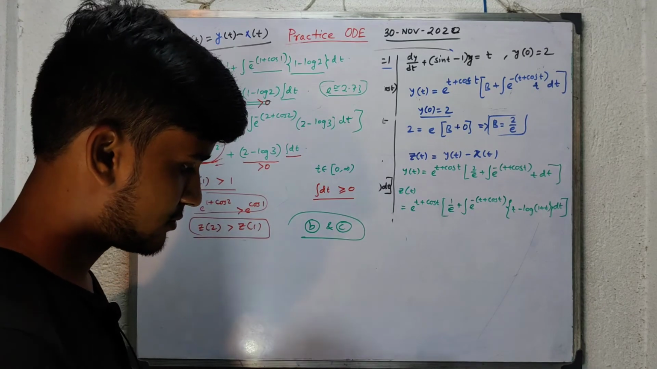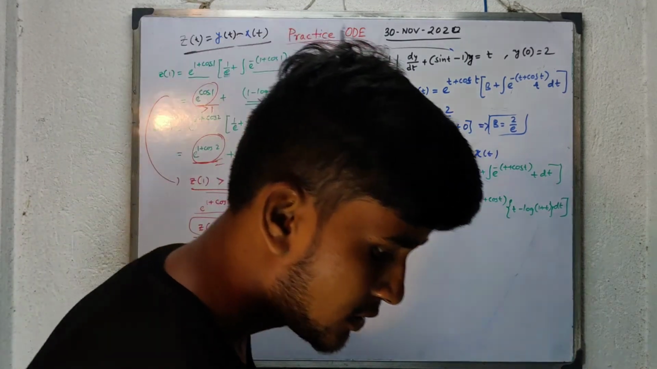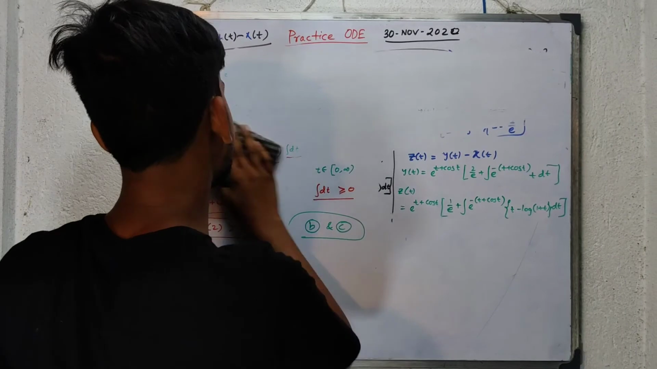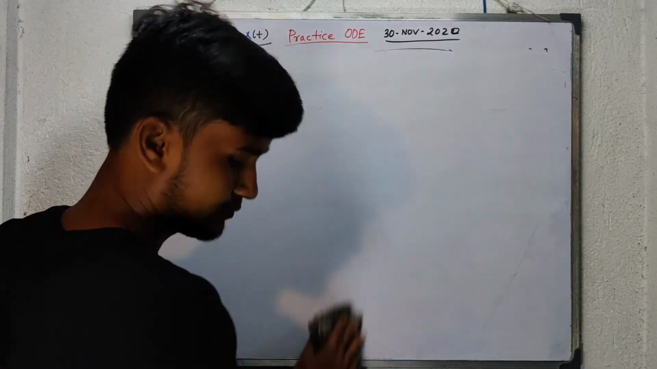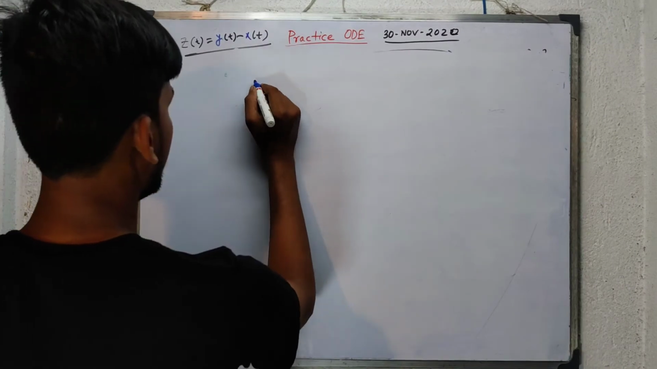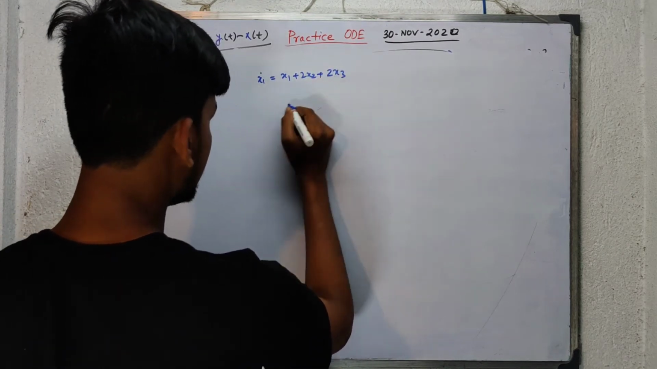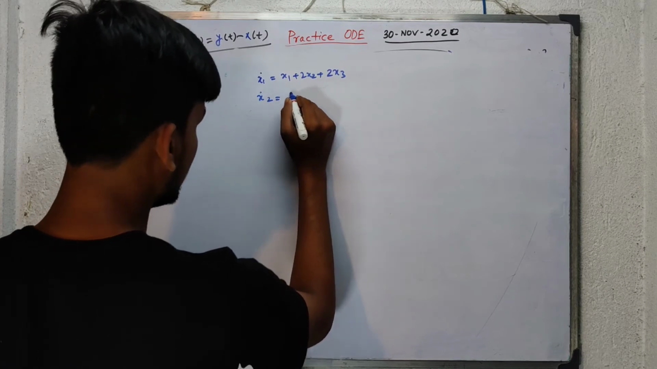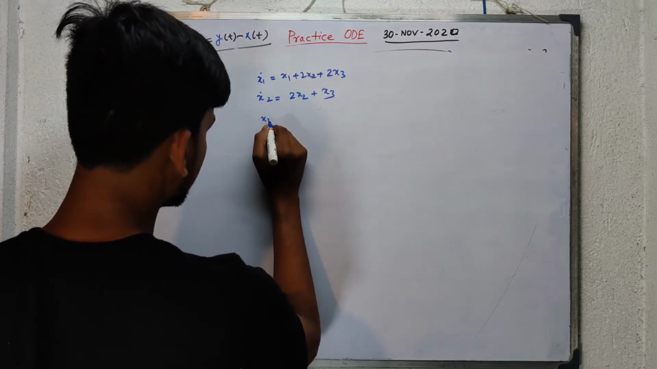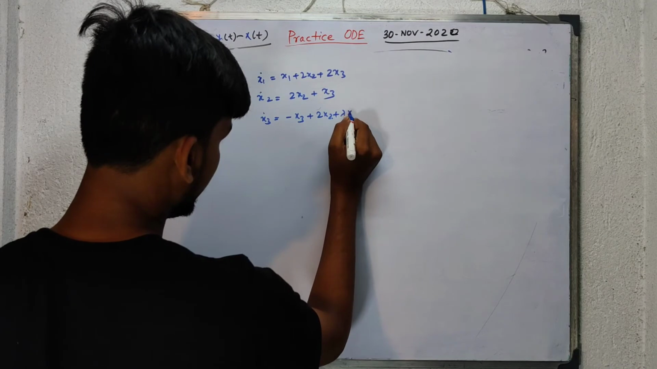Okay, now another question is here. The next question is, for lambda belongs to R, consider the system of ODEs: x1 dot is equal to x1 plus 2x2 plus 2x3, and x2 dot is equal to 2x2 plus x3, and x3 dot is equal to minus x3 plus 2x2 plus lambda into x3.